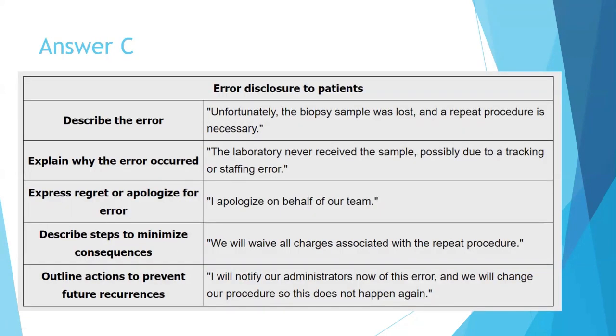Now this is a very important concept to know for the examination. First, we need to describe the error. For example, unfortunately, the biopsy sample was lost and a repeat procedure is necessary. Then they need to explain why the error occurred. For example, the lab never received the sample, possibly due to a tracking or staffing error. Then we need to express regret or apologize for the error: I apologize on behalf of our team.